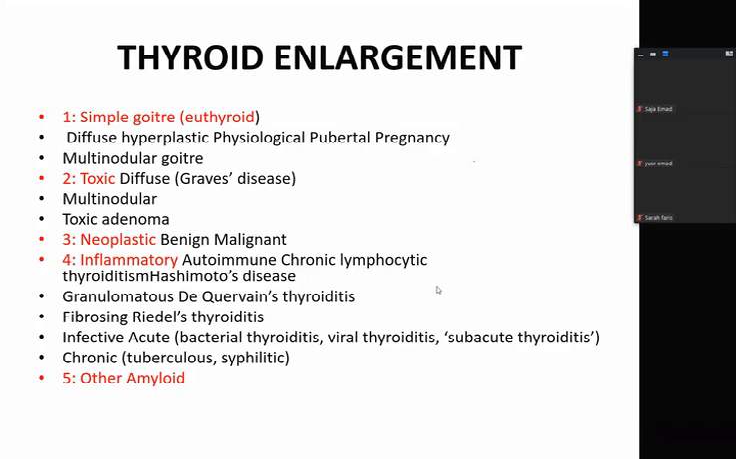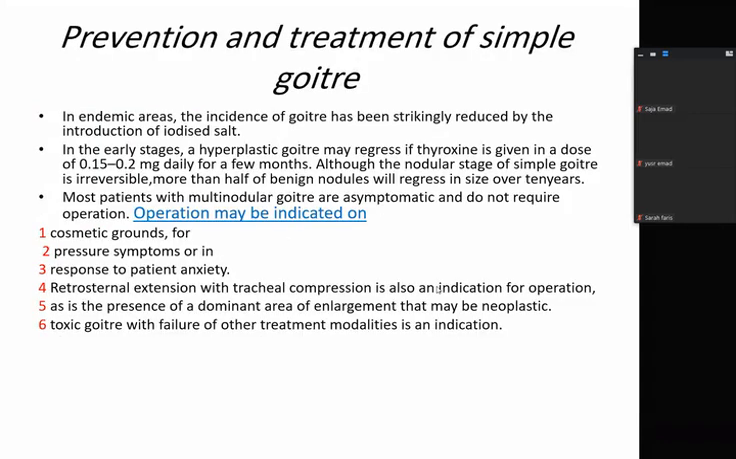Yes. Prevention and treatment of simple goiter. In endemic areas, what do we do? Salt iodization. Okay? In the early stages, hyperplastic goiter may regress if thyroxine is given. This is an important point. Medical treatment: thyroxine will suppress the function of the thyroid and regression can happen. 150 to 200 micrograms is the dose you must also know. Sorry, in micrograms, that is 0.15 milligram, but it is 150 to 200 micrograms, for a few months.